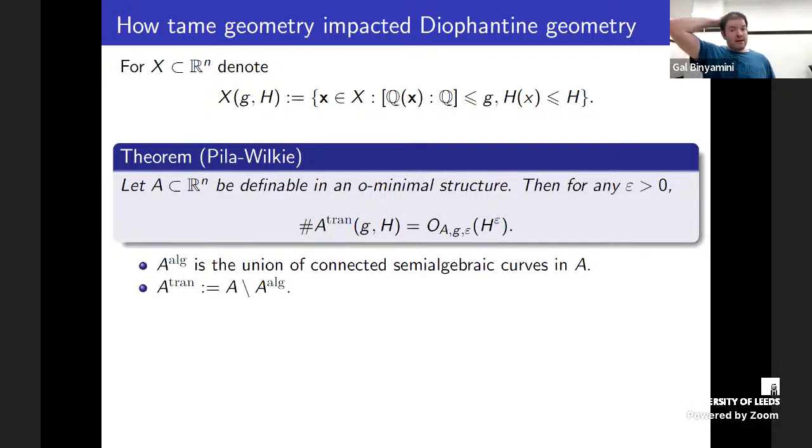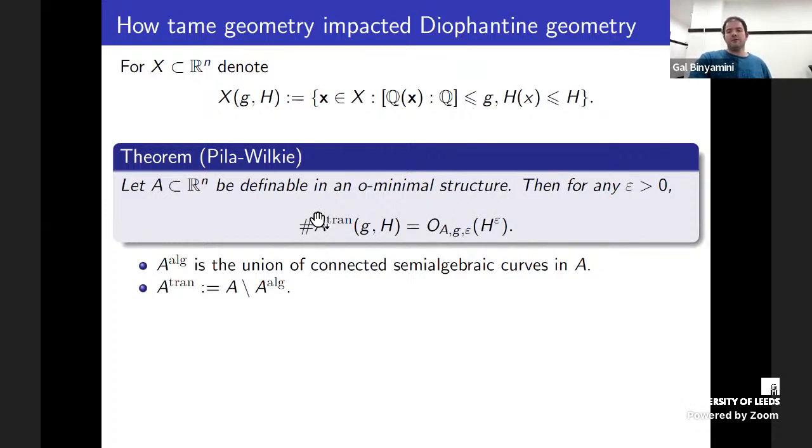Okay, and then what is the Pila-Wilkie theorem? It was already talked about, for example, by Gareth Jones, but I'll repeat. So take any set of real numbers definable in an o-minimal structure. Then the theorem roughly states that the number of rational points grows subpolynomially with H.